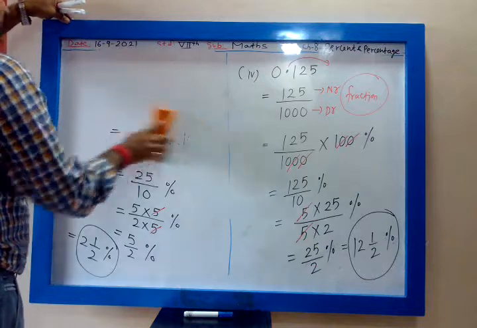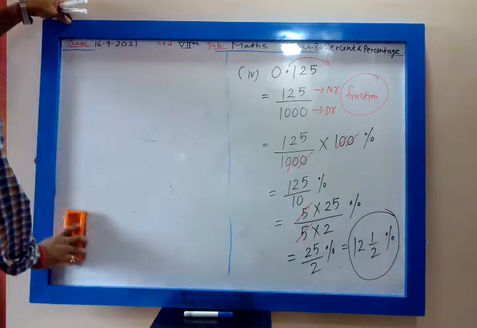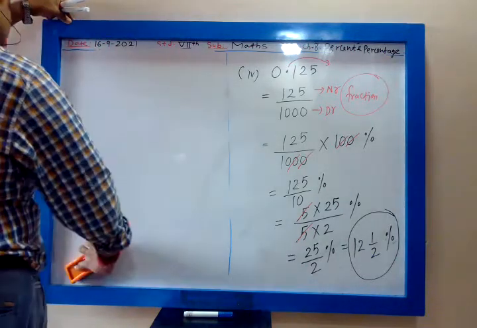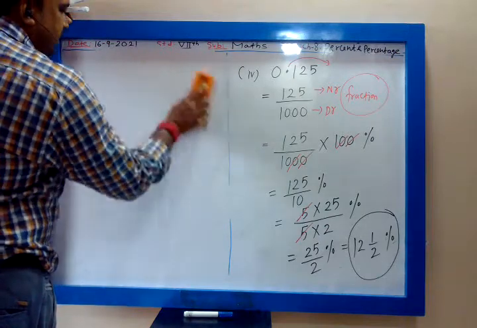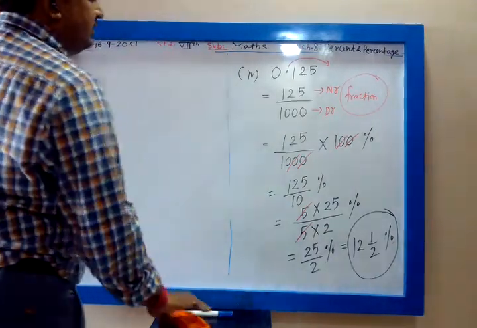12 1/2%. So whenever you are given a fraction, to convert a fraction into percent, we multiply by 100. If a decimal is given, you convert decimal into fraction.